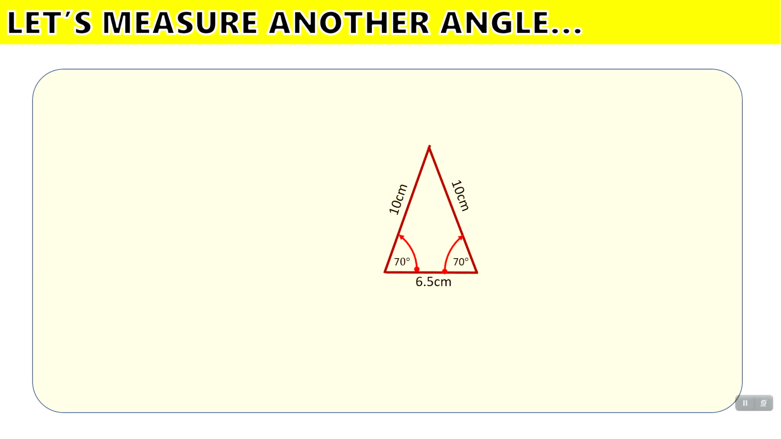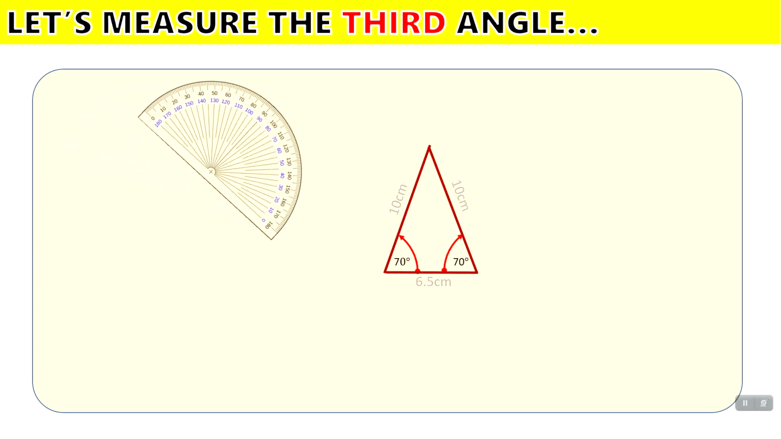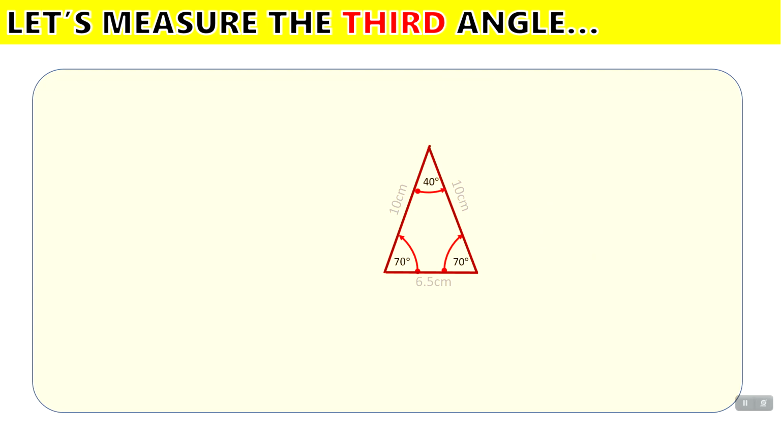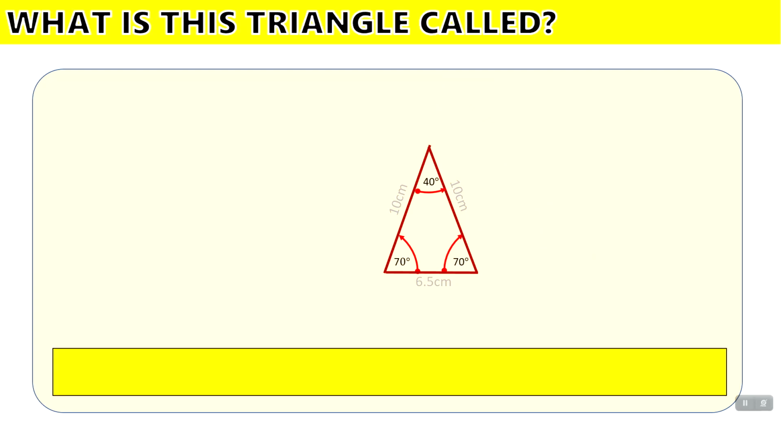Now just by looking at it, do you think the third angle is also 70 degrees? It looks smaller than the rest, but let's double check. Let's put the protractor on and check for ourselves. We locate the 0, we go all the way around, and we see it is not 70 degrees, it actually is 40 degrees. And so we mark this angle 40 degrees. We can see that two angles are the same. They're both 70, and the third angle is 40 degrees. And so what kind of triangle is this called, where we have two sides that are the same length and two angles that are the same size?